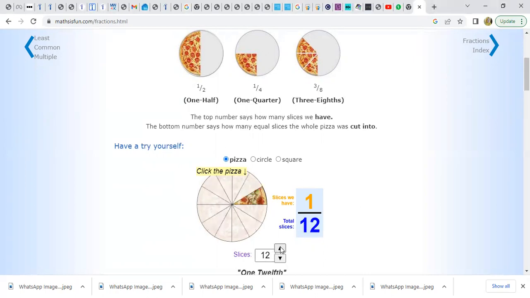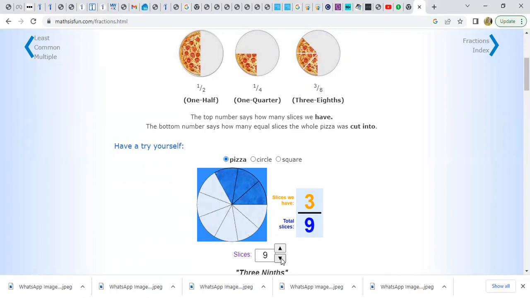Suppose you have 12 slices in your pizza. So how can you write it? If you have taken one slice of this pizza, it would be 1/12. Slices we have is 1 and the total slices you write in the denominator, right? Suppose I am taking 2 slices. So it would be 2/12, right? If I am taking 3 slices, it would be 3/12, okay?